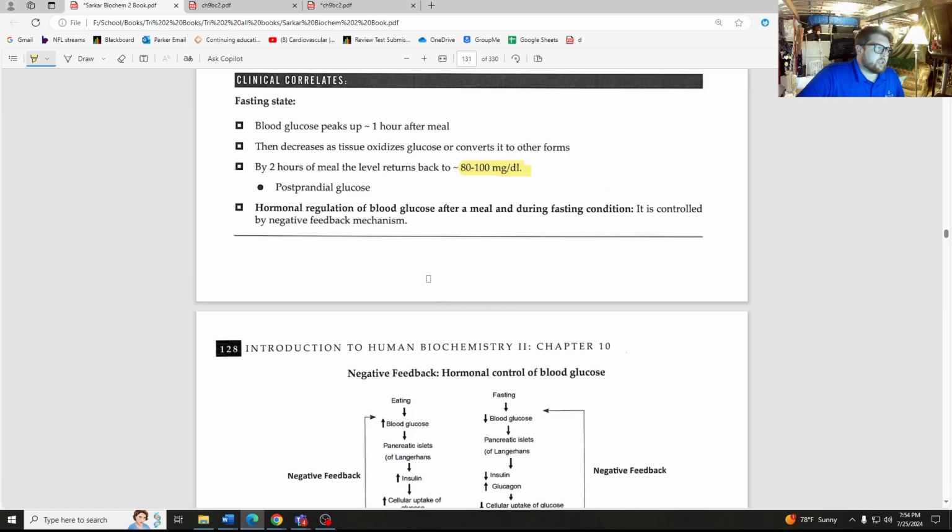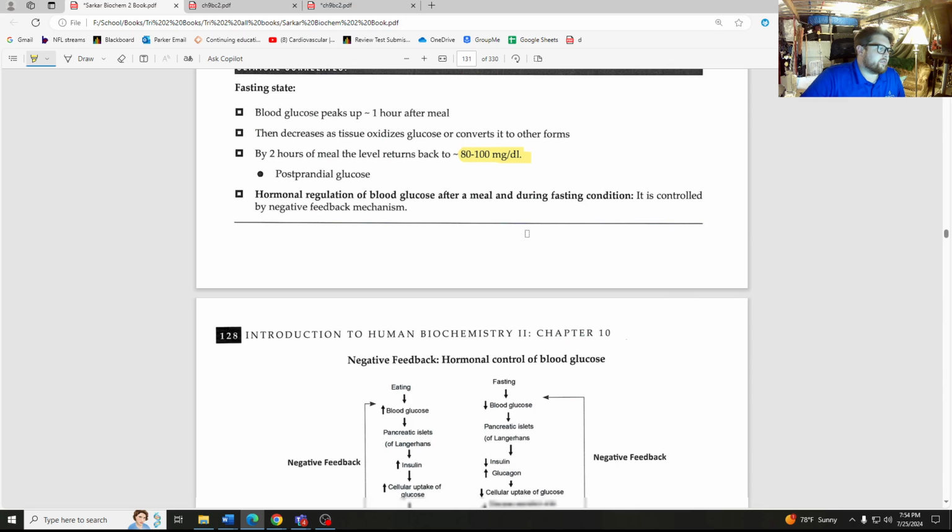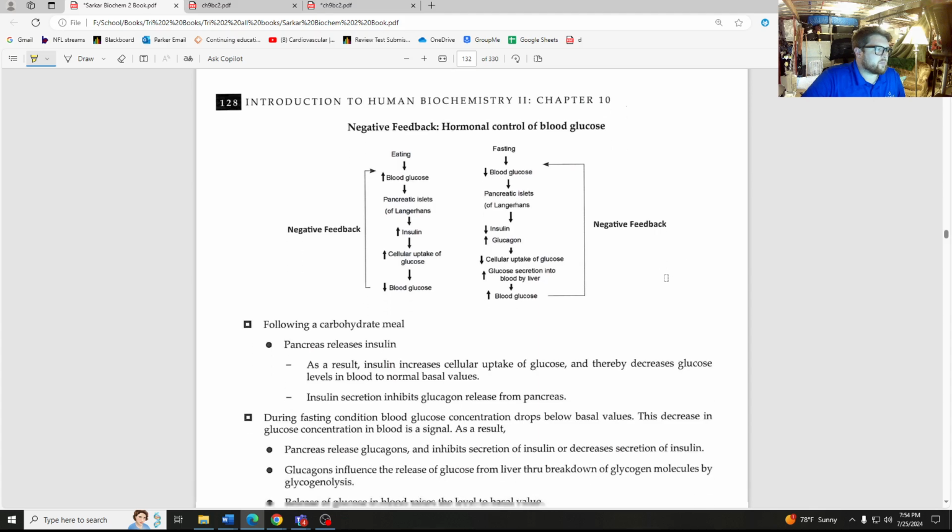Hormonal regulation of blood glucose after a meal and during fasting condition is controlled by the negative feedback mechanism. Here's all of our eating and fasting. This chart right here has been tested on in the past. It will be tested on now. This is super, super important for understanding a lot of the mechanisms of the body.